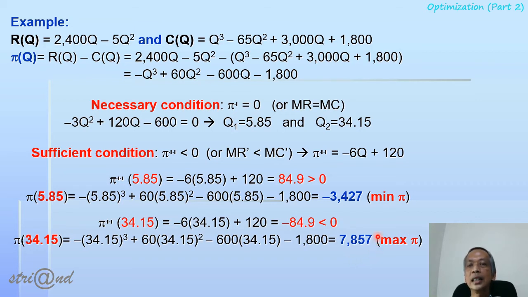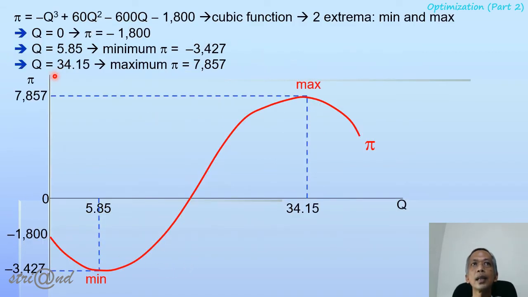Now, let's see the diagram illustration in the next slide. The results from the previous slide are summarized here. This is the profit function. We know that it is a cubic function here. The Q is cubed here, a cubic function. From our understanding of the previous chapters, because it is a cubic function, we can expect at most two extrema, a minimum and a maximum.